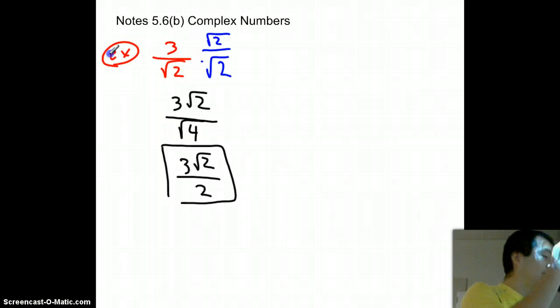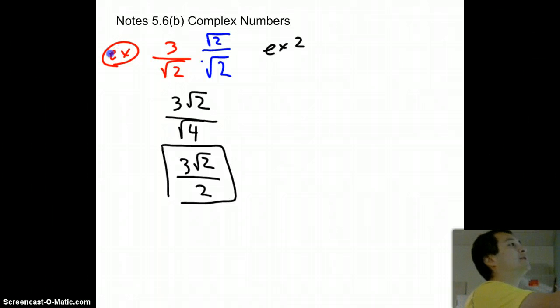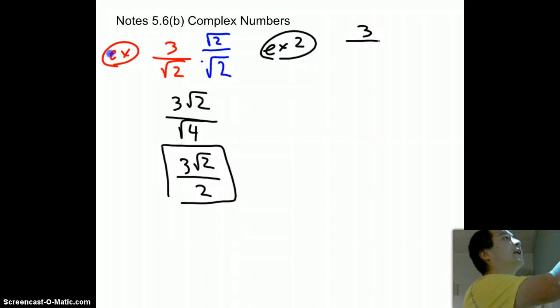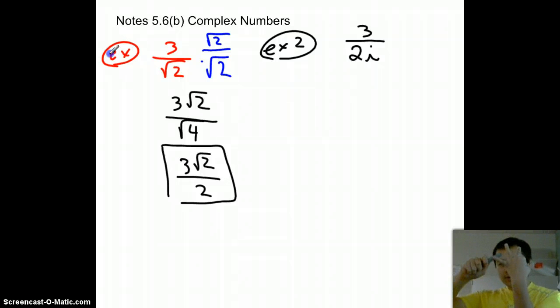Let me give an example. This is example 2, same idea. We have 3 divided by, now instead of radical 2, we're going to say 2i. 3 things we can't have at the bottom: zeros, radicals, and imaginary numbers. We have imaginary at the bottom, so we have a problem here. How do you get rid of that imaginary at the bottom?